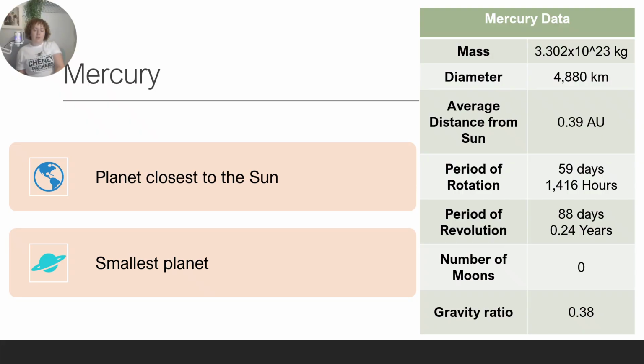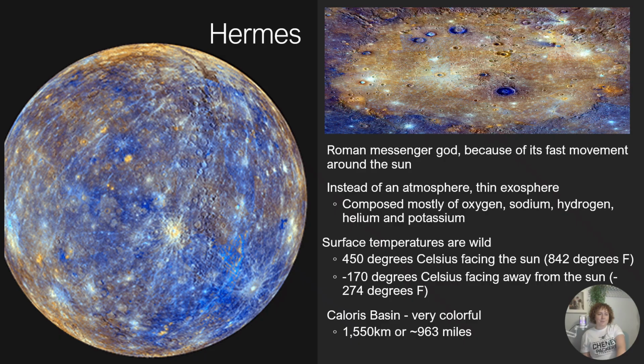So let's talk about Hermes. So Hermes is the Roman messenger god. And this is just the other name that it has been given because of its fast moving around the sun. Actually, I think Hermes is the Greek god, but hey, who am I right now to argue with the notes that I apparently did?